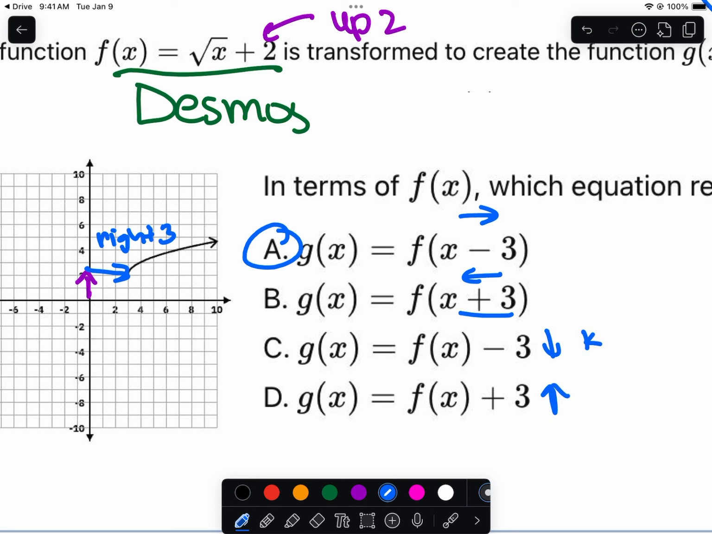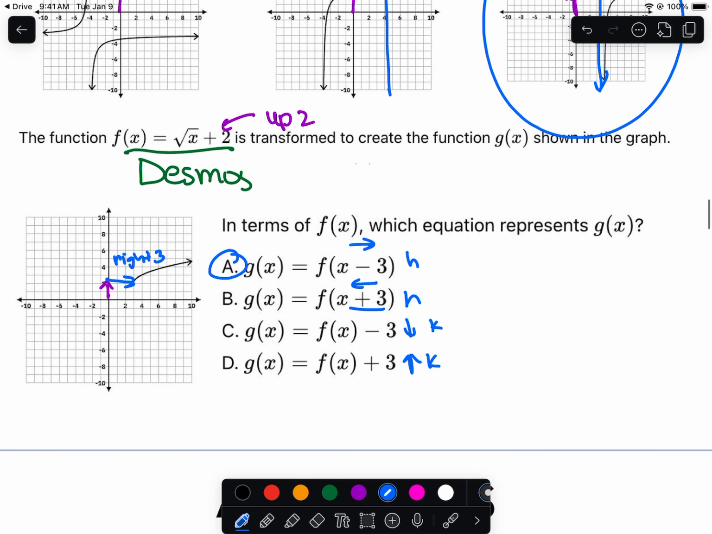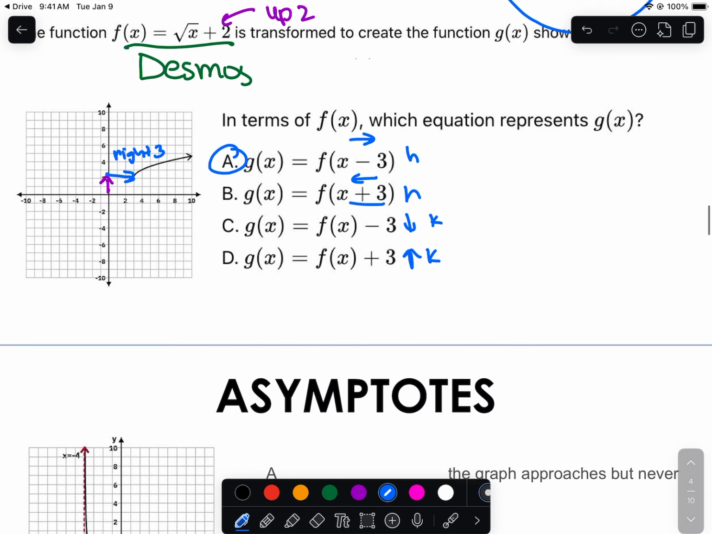So both of these are k values. And these are h values. So A is going to be our answer. Once again, Desmos is your friend here. You're just trying to graph and match. Okay, and that's what we got on transformations. So go ahead and flip your paper over.